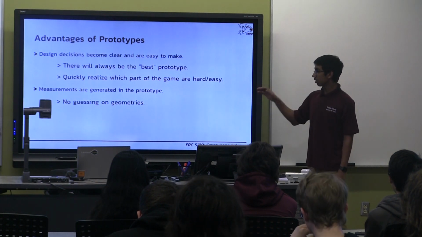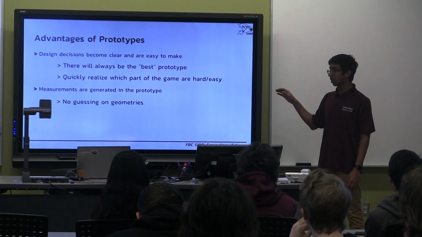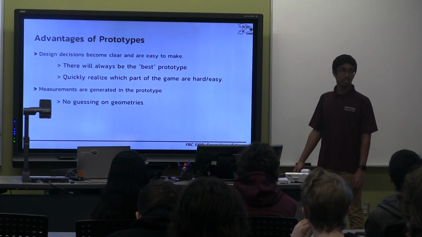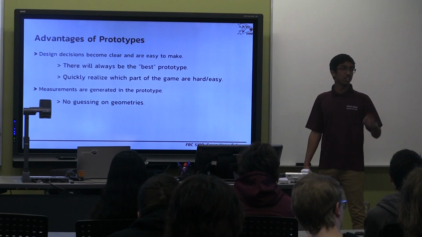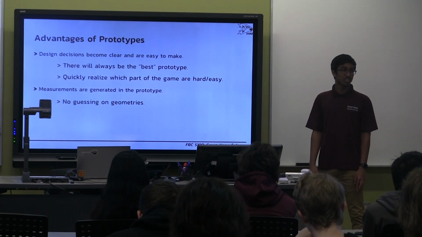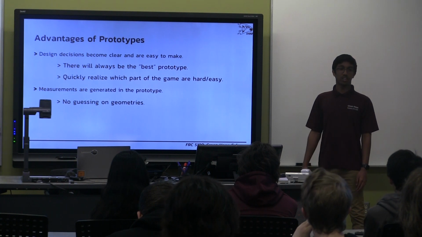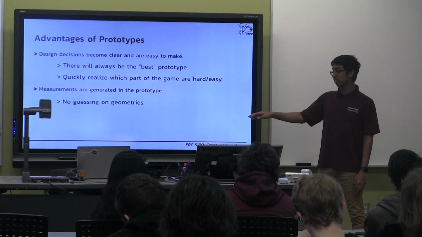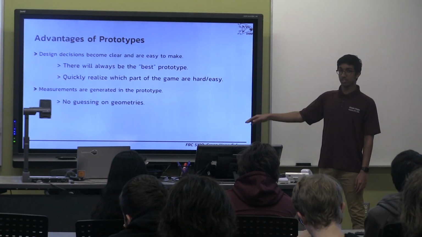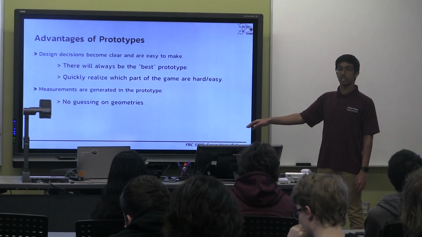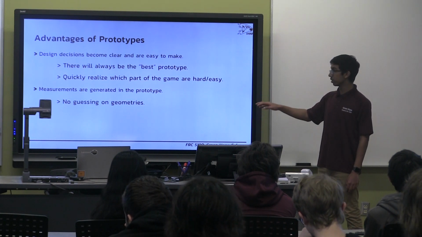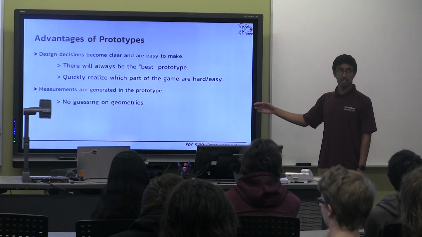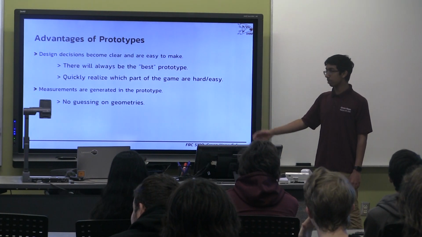Prototyping also helps you realize which parts of the game are hard and easy. Does anyone remember what the 2017 end game was? Yeah. You had to climb using the rope and hit the touch button. At first that looked really hard, but because we made a prototype, we were able to figure out that it's not that bad. All you have to use is a rope and a winch. And instead of dedicating a lot of time to making a good mechanism for that, we could spend more time on making gear grabber mechanisms or ball grabber mechanisms.